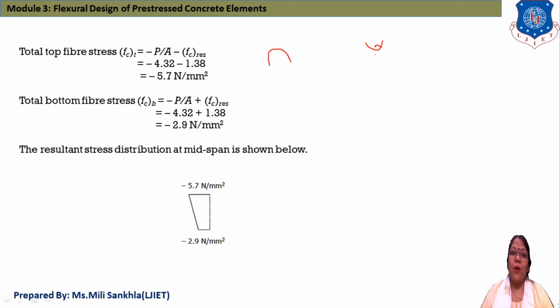Okay, just now we stop here. In the next session we start with our new topic, that is camber.